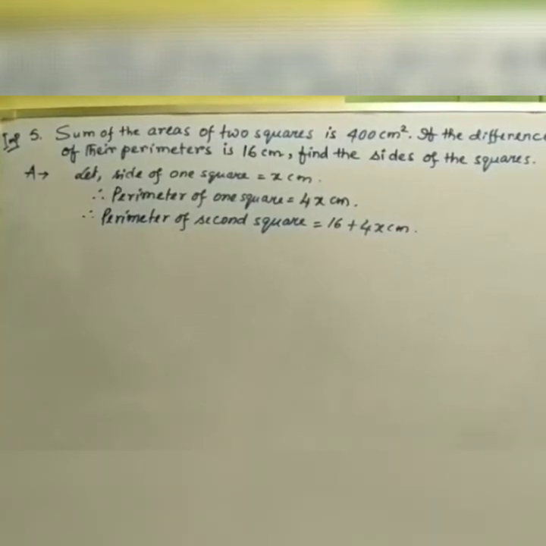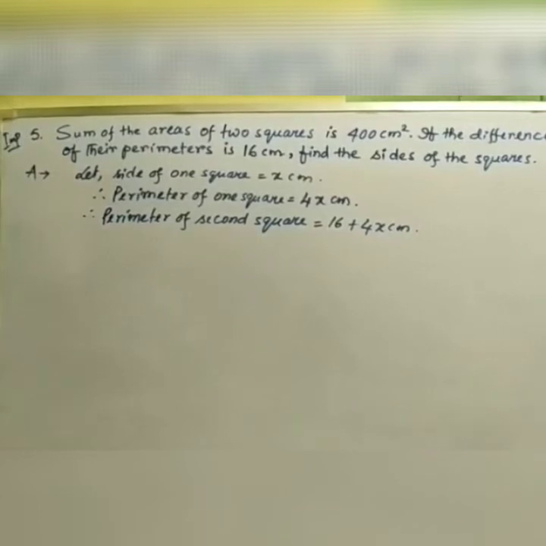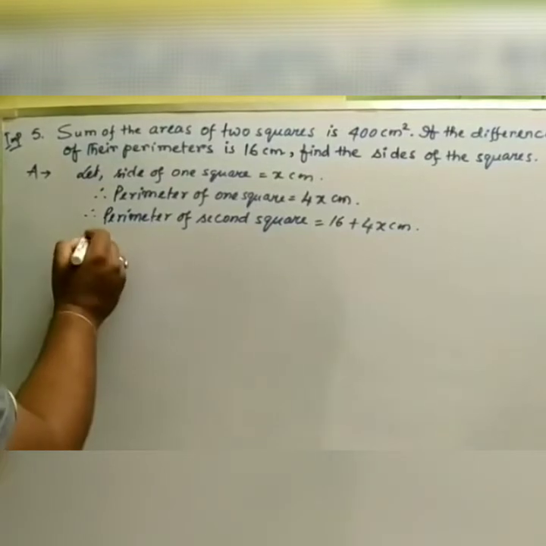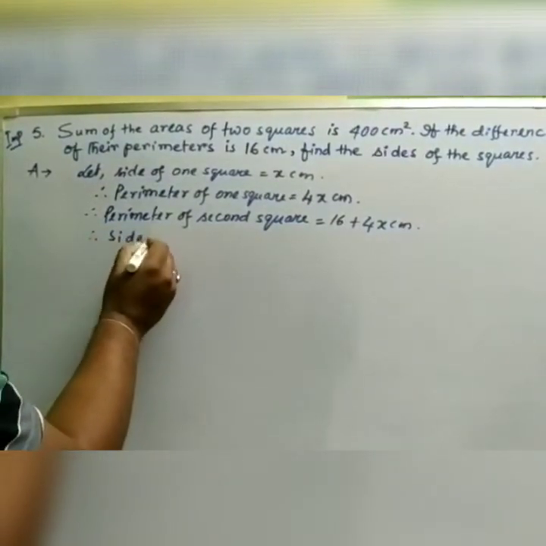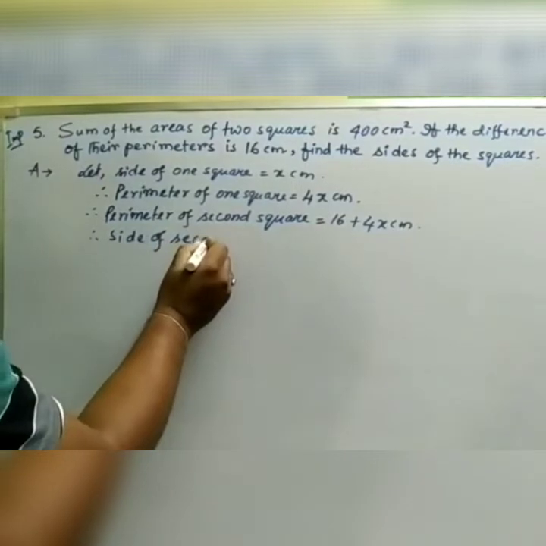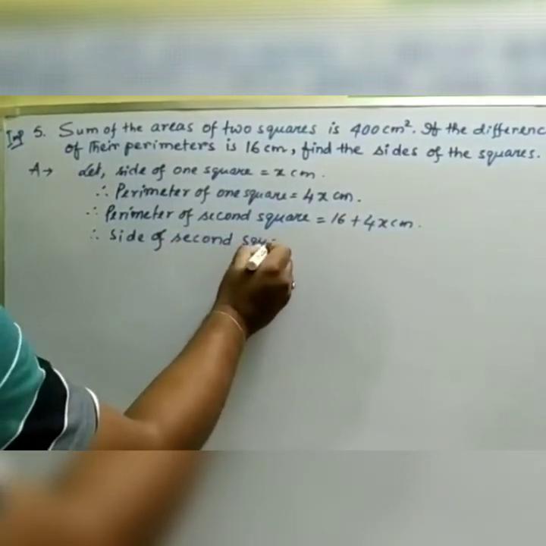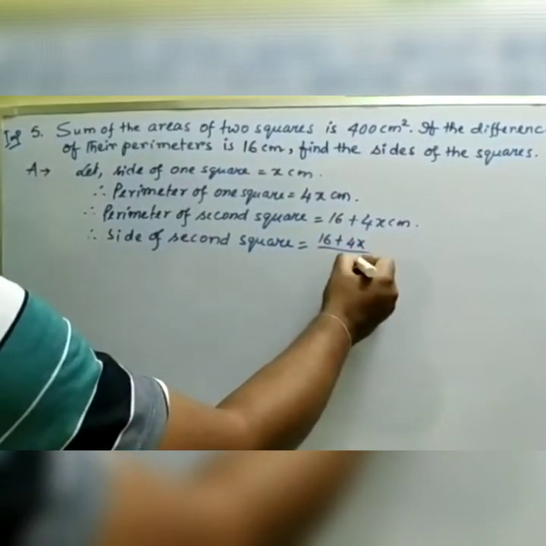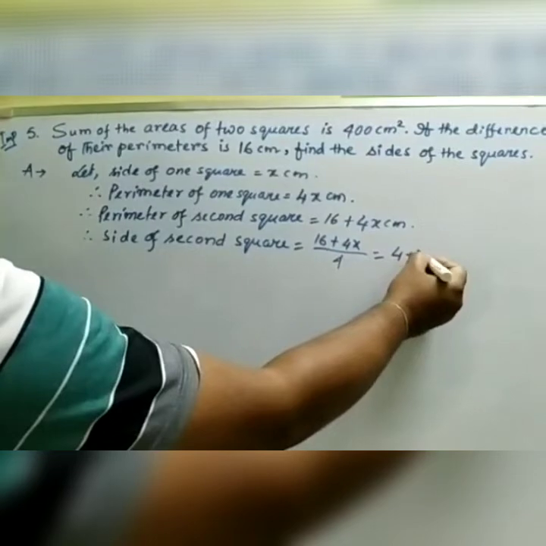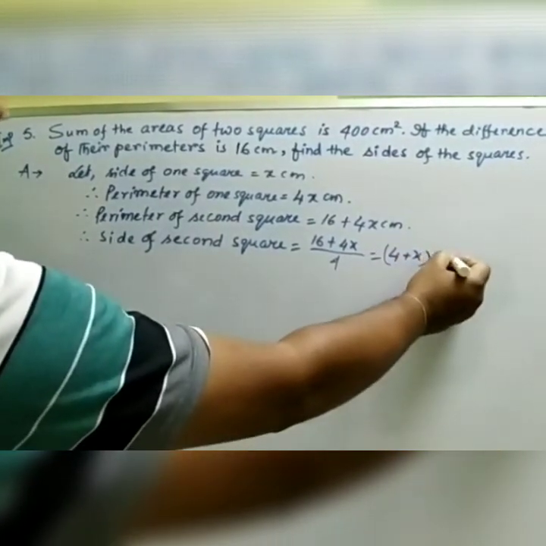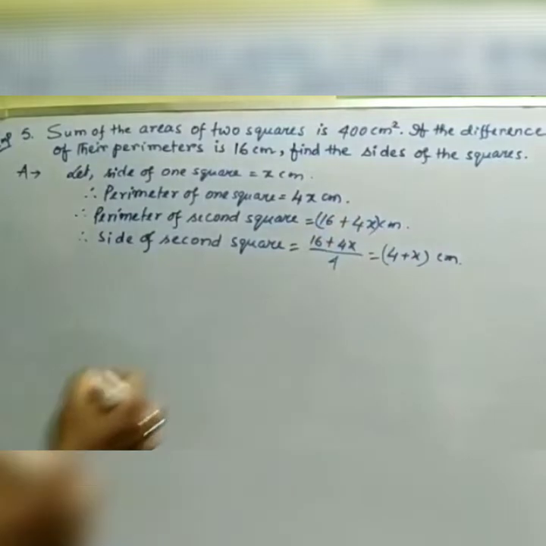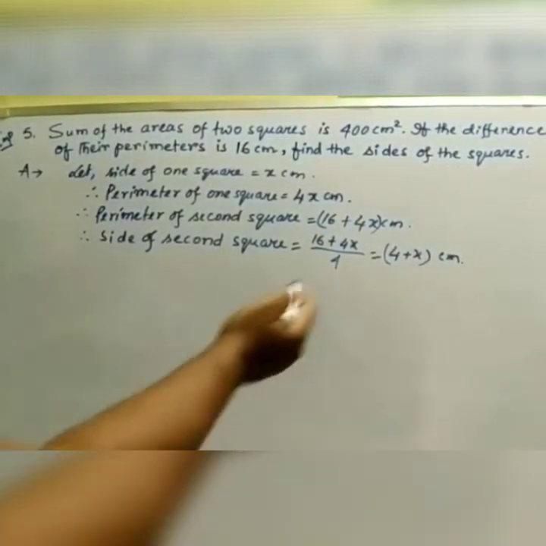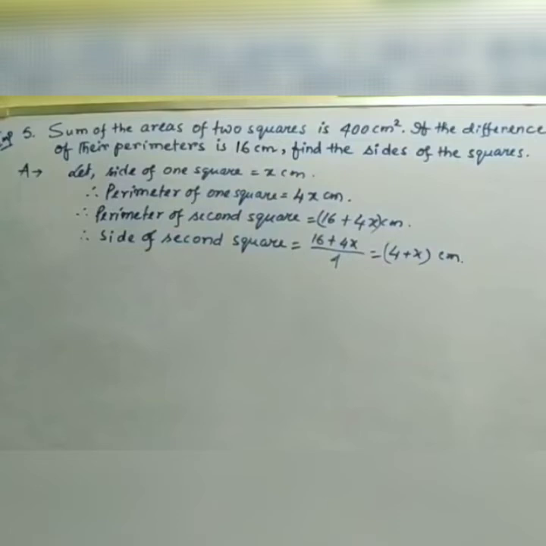Now from here we have to find the side of the second square. As perimeter is 4 into side, if we divide it by 4, then we will get the side. So side of the second square equals 16 plus 4x by 4, that is 4 plus x centimeter. Okay, so the side of the second square is 4 plus x, and we have taken the side of one square as x.